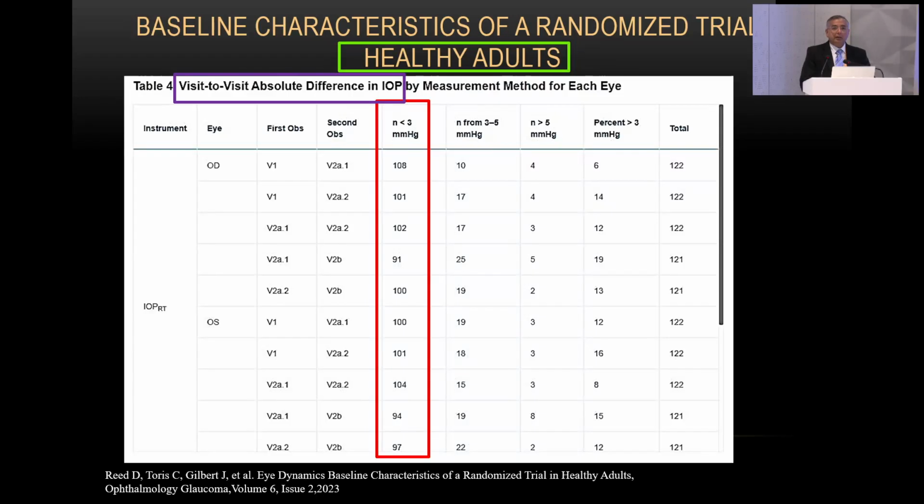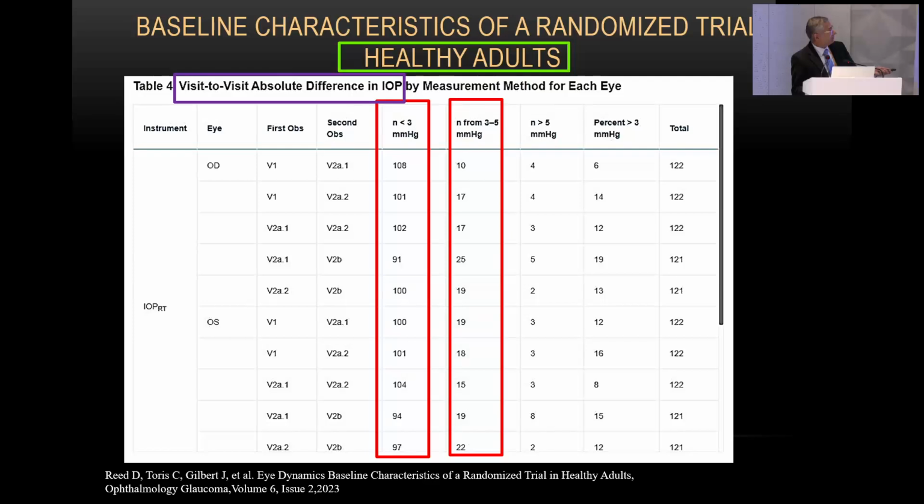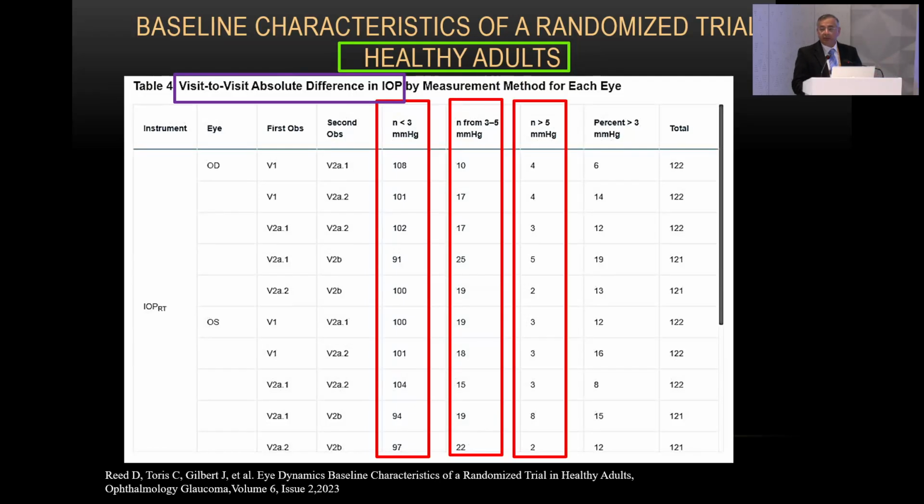What we have a dearth of understanding is the baseline characteristics of a normal human being, not an eye with glaucoma, not somebody with glaucoma. What does their pressure fluctuate at? So in patients with no glaucoma, less than 3 millimeters of mercury is the majority of the eyes. 3 to 5, fewer. And more than 5 millimeters of mercury, extremely few. So this is for normal eyes, that most of them fluctuate less than 3 millimeters of mercury.